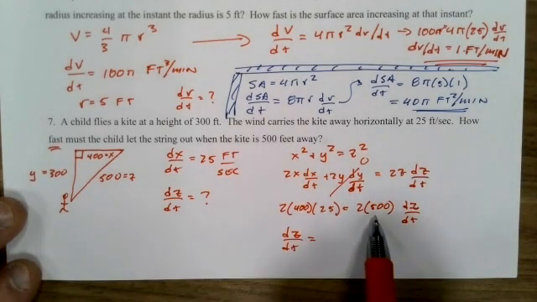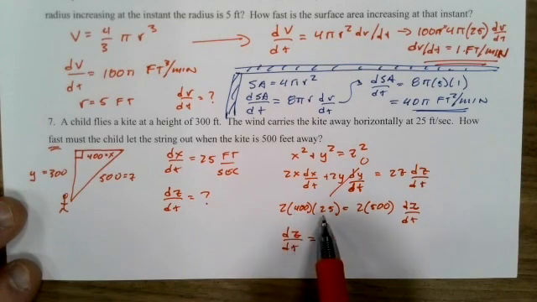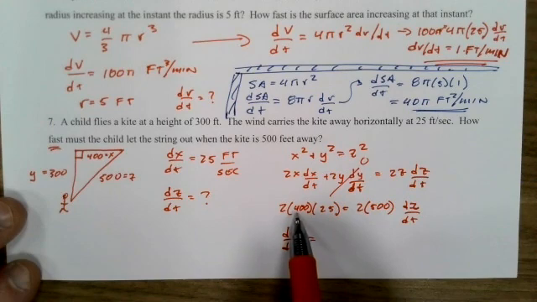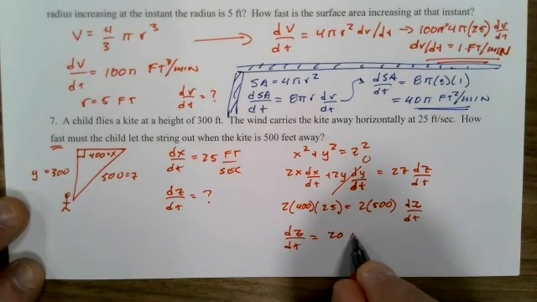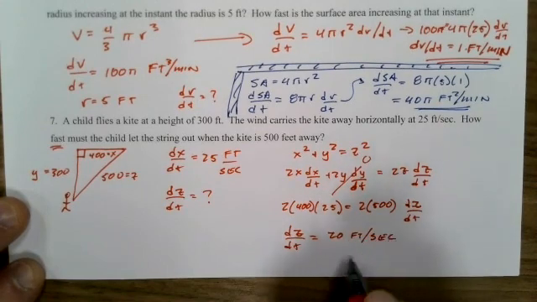Let's see if I can do this in my head. 1,000, 4 times 25 is 100. It's an extra 0 there. So 20. Hey, I got it. 20 feet per second.